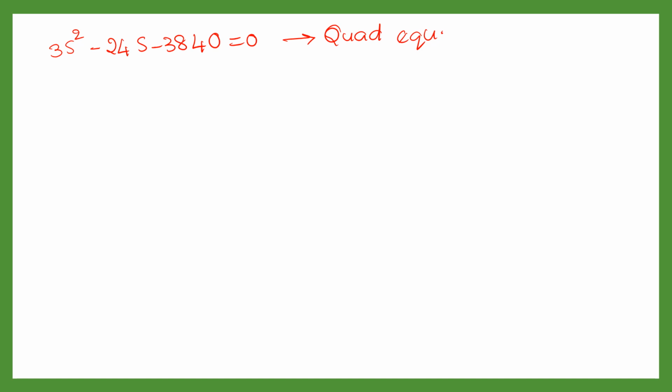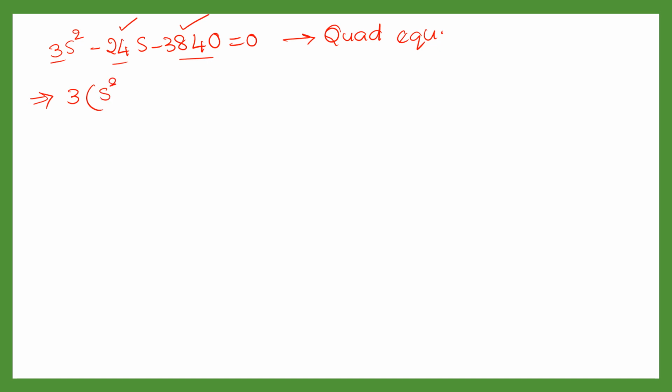This quadratic equation we can further solve. See, 3, 24, 3840. 3 you can take common. 24 is divisible by 3, and 3840 is divisible by 3. Let's check sum of the digits. 3 plus 8 is what? 11. 11 plus 4 is 15. 15 plus 0 is 15. Sum of the digits is 15. 15 is divisible by 3. So 3840 is also divisible by 3. We can take 3 as common.